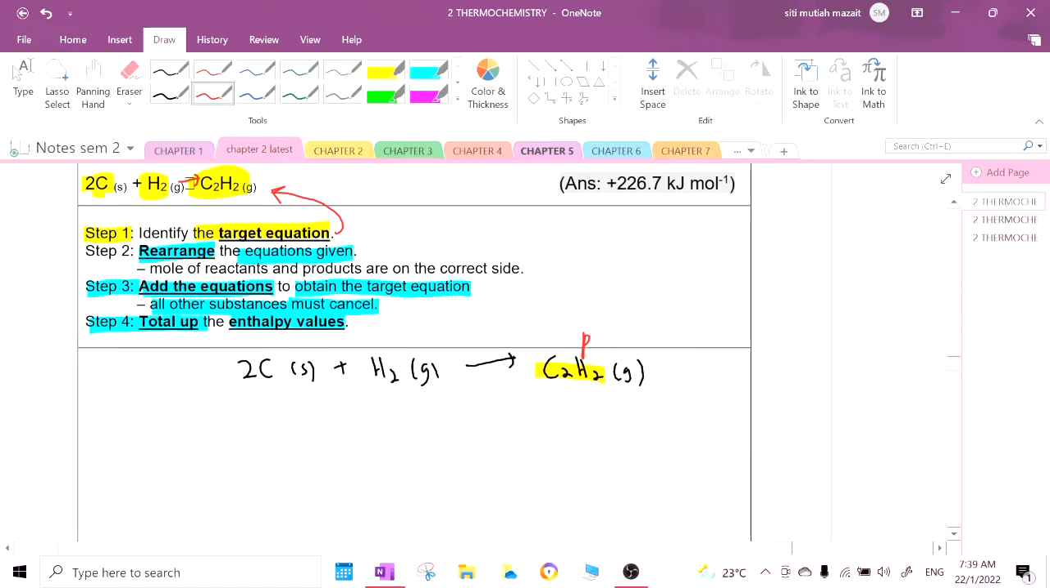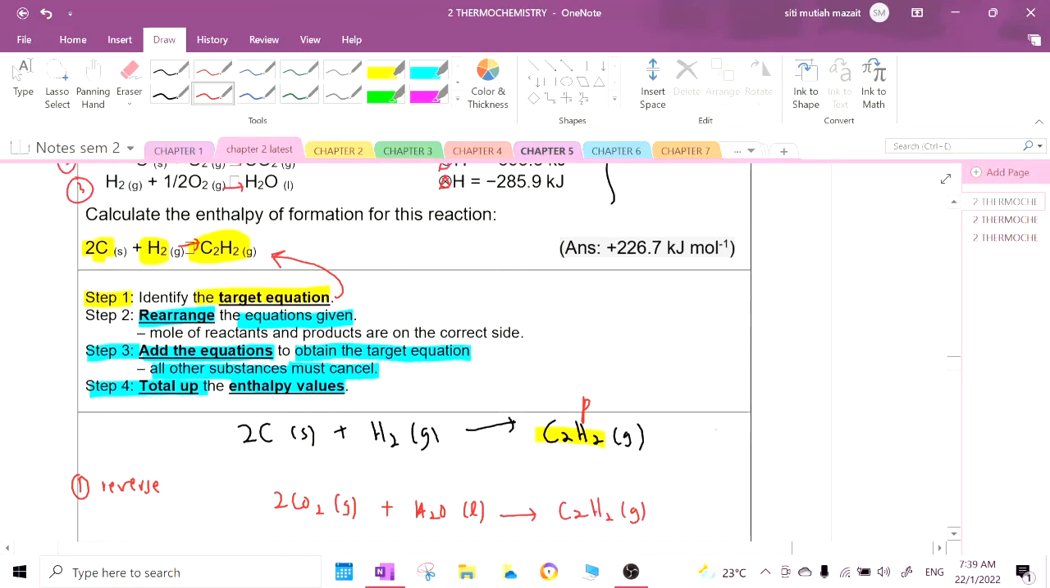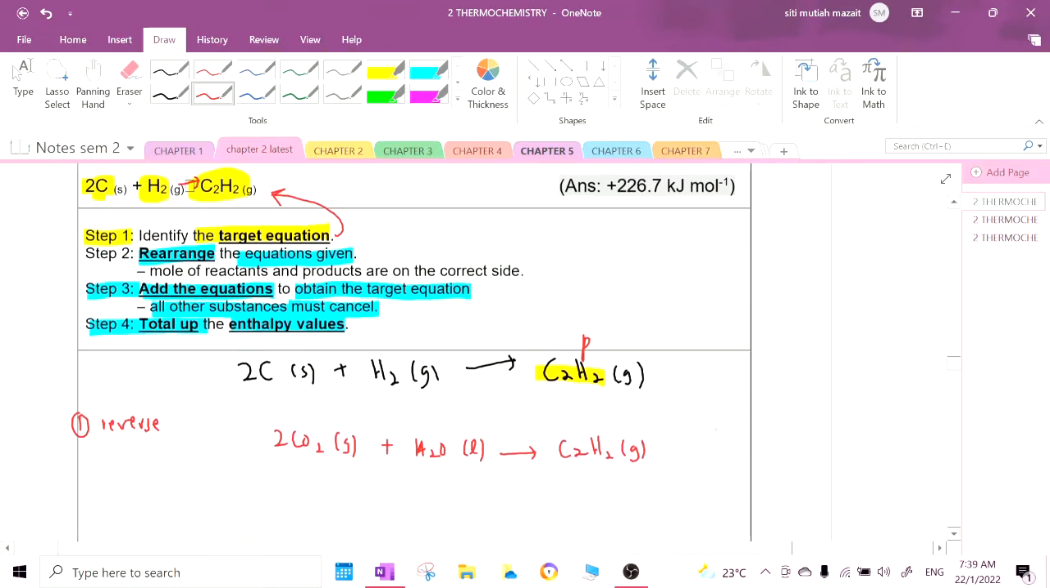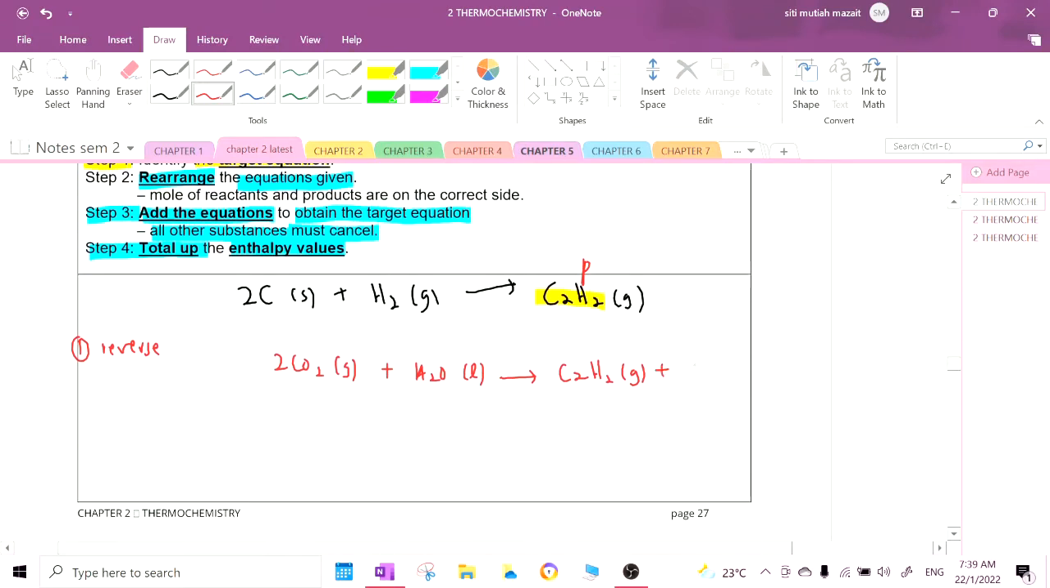So bila reverse, first one reverse. So you akan buat 2CO2 gas plus H2O liquid become C2H2 gas plus 5/2 O2.